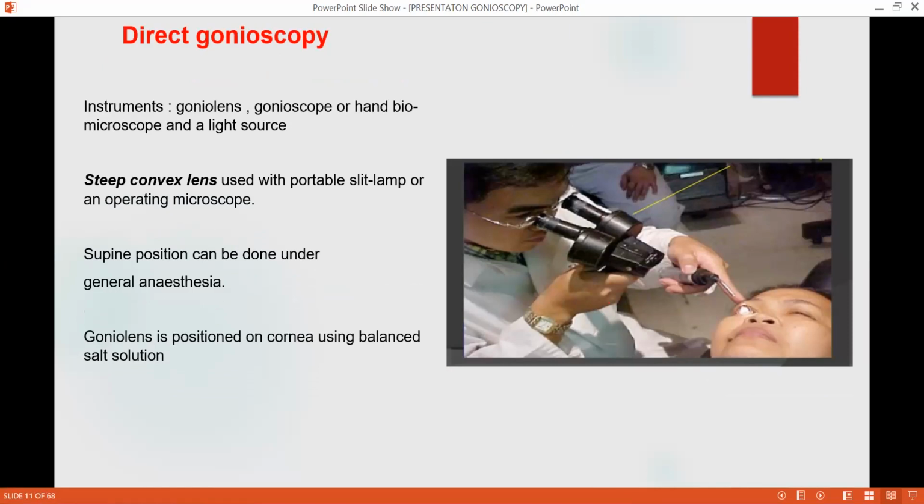A balanced salt solution is put on the cornea. The patient is usually in the supine position, and the procedure is performed especially under general anesthesia and is particularly used in the pediatric age group. The examiner holds the gonio lens in one hand and the light source in the other hand to view the angle structures.